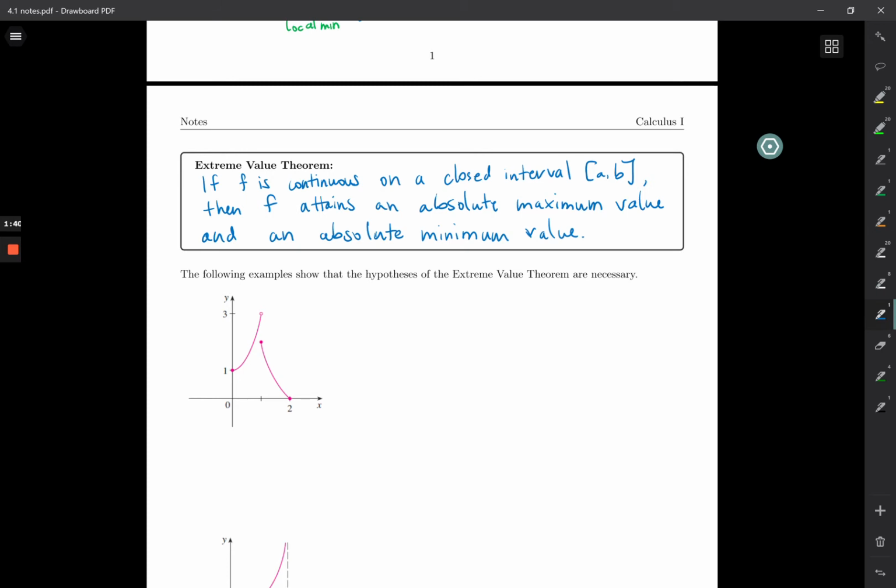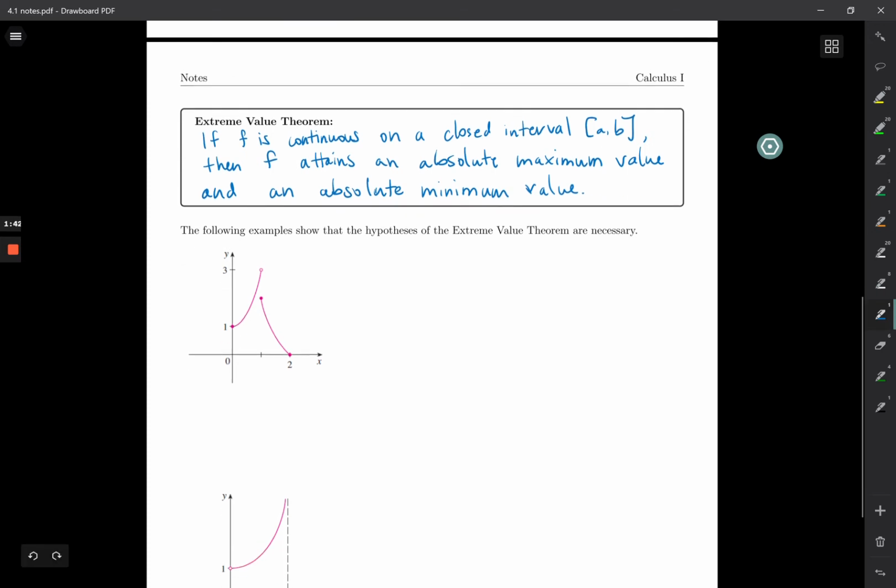When I say attains, that means that it actually takes on a value, or there is a point in the closed interval where we plug it in and then f is equal to the absolute maximum value. So that's what I mean by attains.